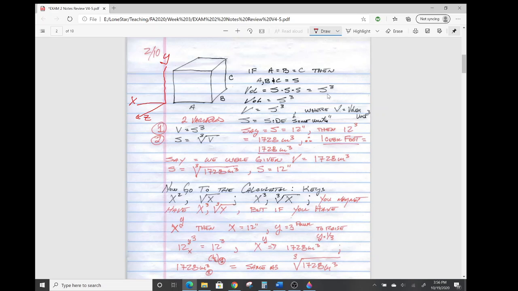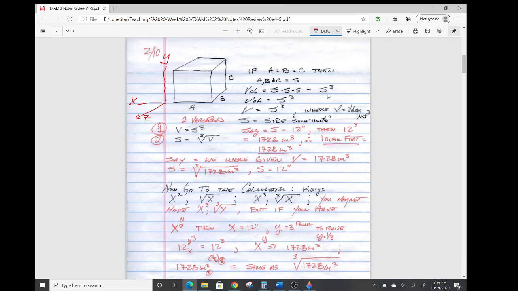Okay, A, B, and C equals S. All right, if A, B, and C did not equal each other, then the volume would be A times B times C, or whatever the values were for those, right? Real simple. Again, don't overthink this. So we have two variables for this volume. Volume equals S cubed, or volume equals A times B times C.